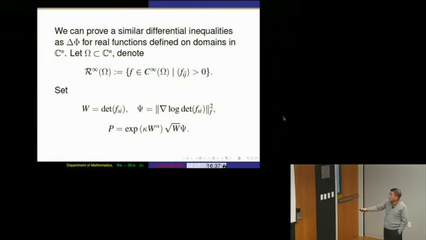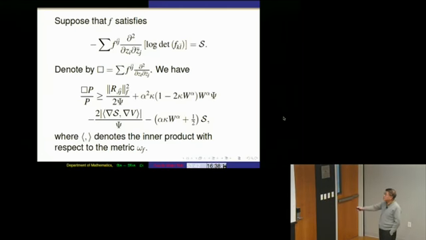Let omega be a domain belonging to Cn. Denote this space as the real functions satisfying F_ij-bar less than 0. Then we denote W as the determinant of F_ij-bar, and psi is this one: the log W, the Laplace of log W, and the square norm. We define P equal to this one, where kappa and alpha are constants. Then suppose F satisfies this equation.